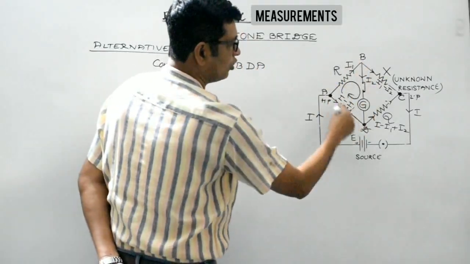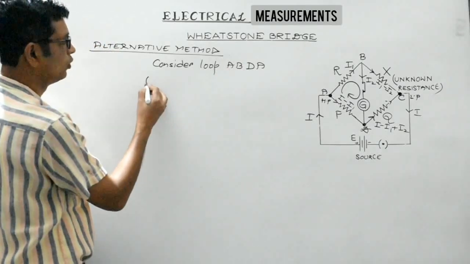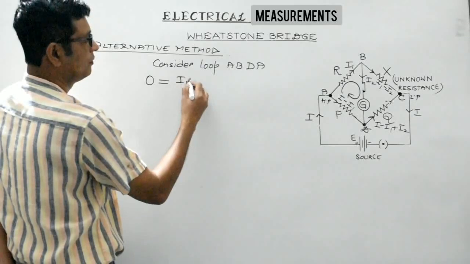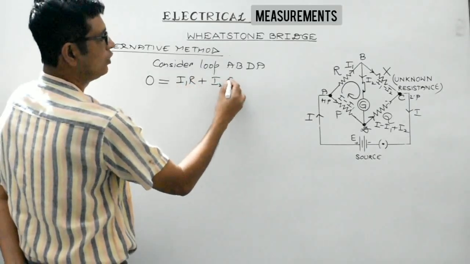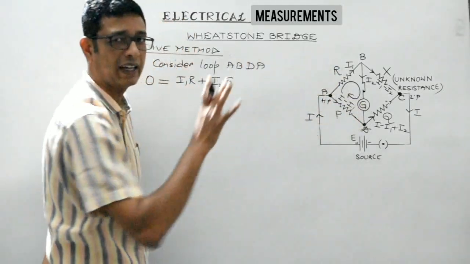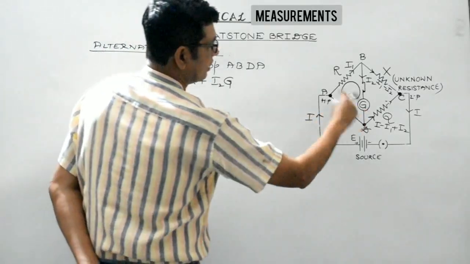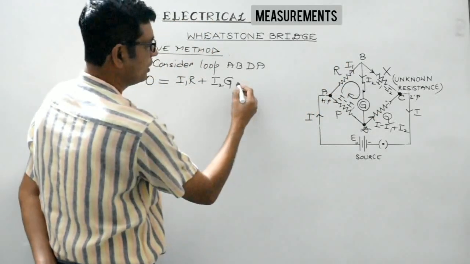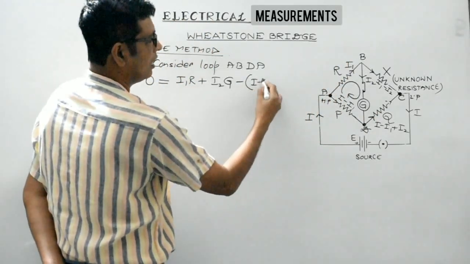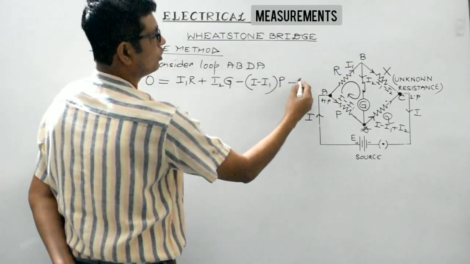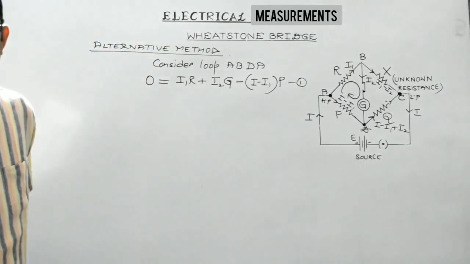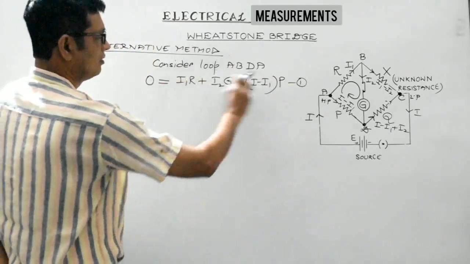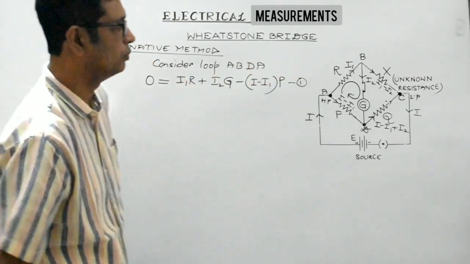Now in this loop there is no EMF. So applying the loop rule, we get 0 is equal to I1R plus I2 into G. G is the resistance of the galvanometer. And the loop is measured in the clockwise direction, and here the current is in the anti-clockwise direction. So it will be minus I minus I1 into P. Put this as equation number 1. Correct, students? Or you can rearrange this. Anyway, let's consider the other loop.